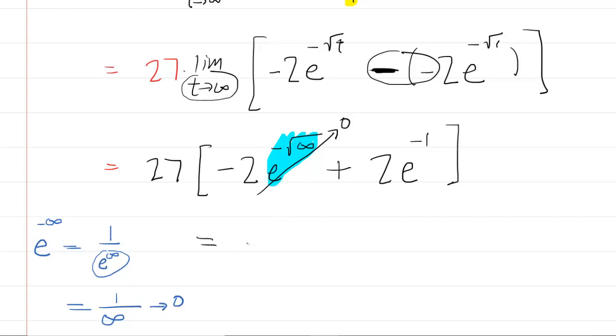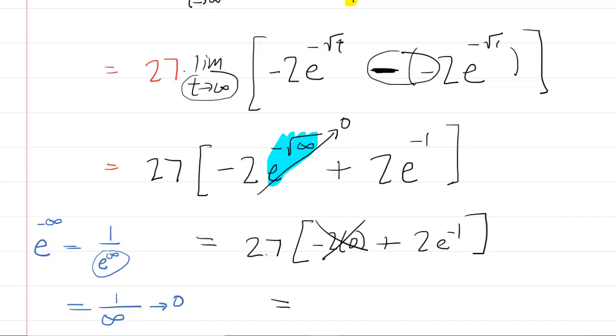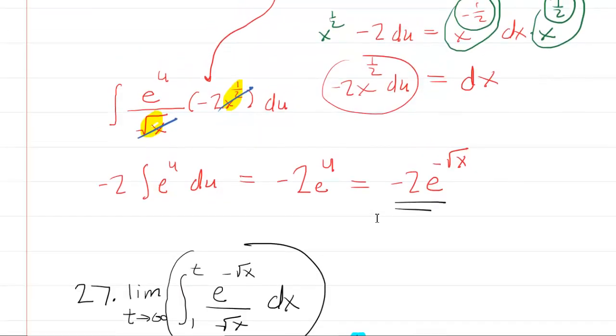So now we have 27 multiplied by negative 2 times 0 plus 2e to the negative 1. This entire quantity right there goes to 0. So now you have 27 times 2e to the negative 1. 27 times 2 is 54. So you get 54e to the negative 1. And if you prefer, you can write that as 54 over e to the positive 1. So that would be the result of this integral.